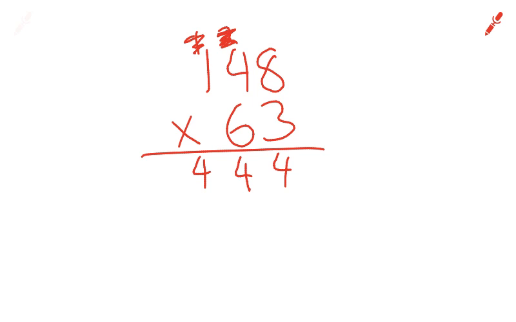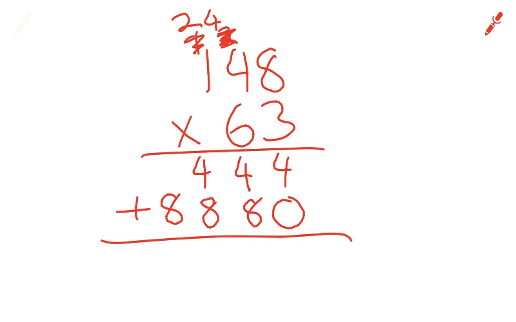Now we're going to do our 6 spray, our tens place spray. We need to start with the 0 here. 6 times 8 is 48, carry the 4. 6 times 4 is 24, plus 4 is 28, carry the 2. 6 times 1 is 6, plus 2 is 8.